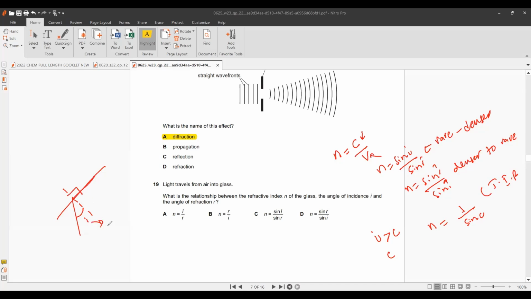So this incident angle would be known as the critical angle if the refracted ray is making an angle of 90 degrees with the normal. So according to the question, which is the right option? Sine I over sine R.